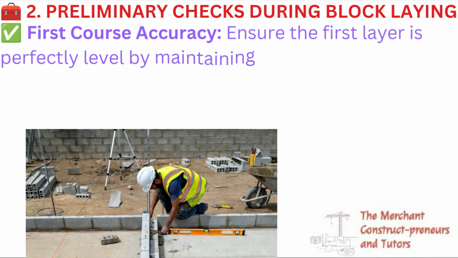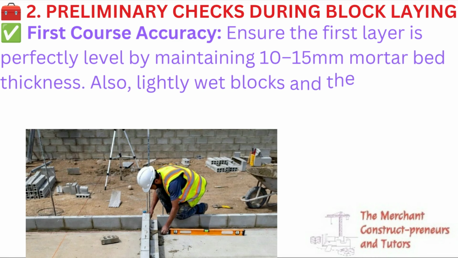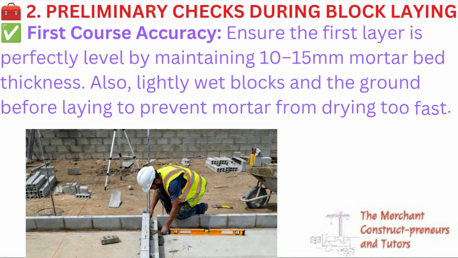Now the number two checklist on our checklist is preliminary checks during block wall. You know, the first one is preliminary checks before block wall. You need to check the size of the block, and the other one is preliminary checks during the block wall. So first thing is first course accuracy.